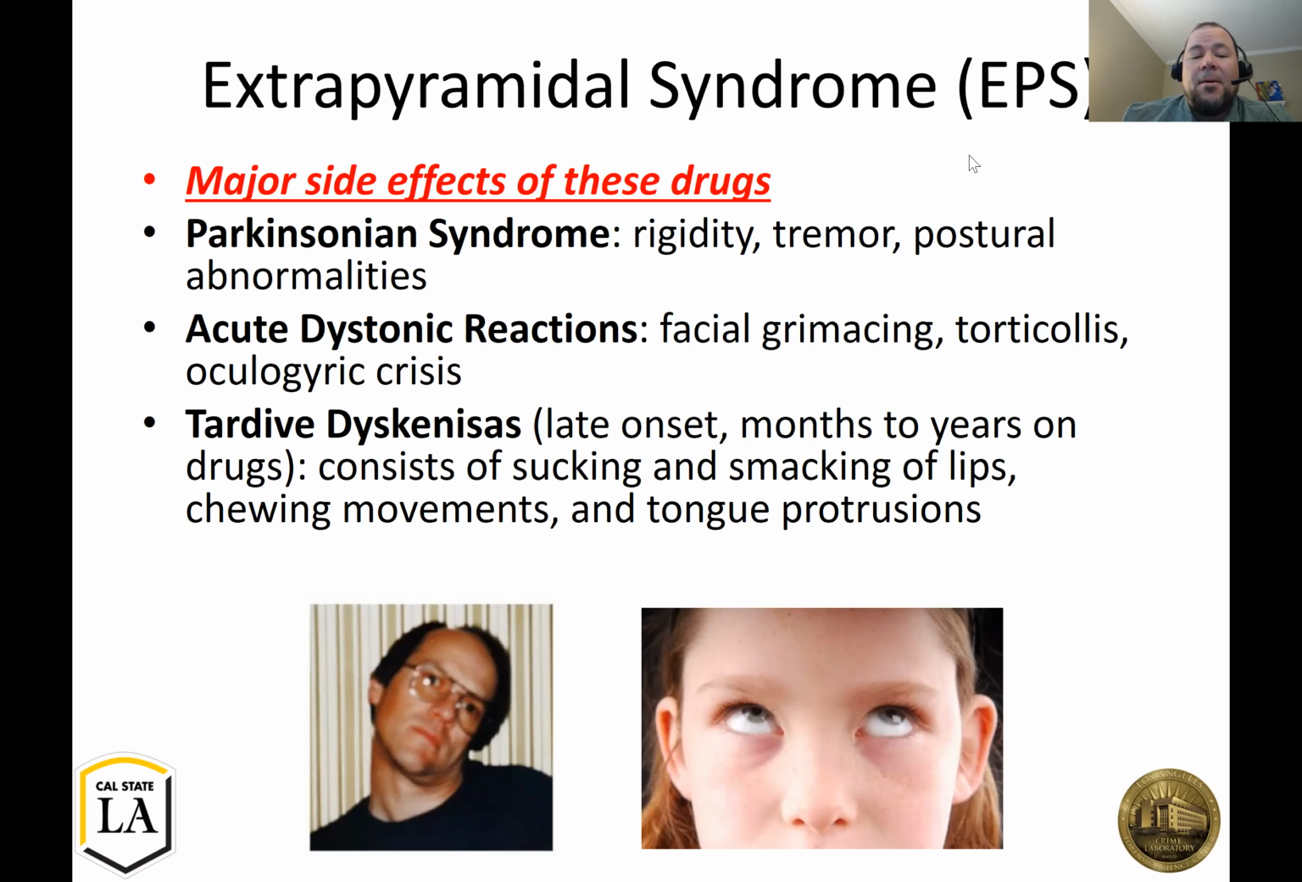And the tardive dyskinesias are like lip smacking and sucking, chewing motions, and tongue protrusions, so your tongue sticking out. So that's kind of an issue. The torticollis is the kinked neck, that stuck, kinked neck. And the oculogyric crisis is the eyes, like in this image down here, being stuck facing up. So these are some huge issues that can be major side effects of the class of drug.